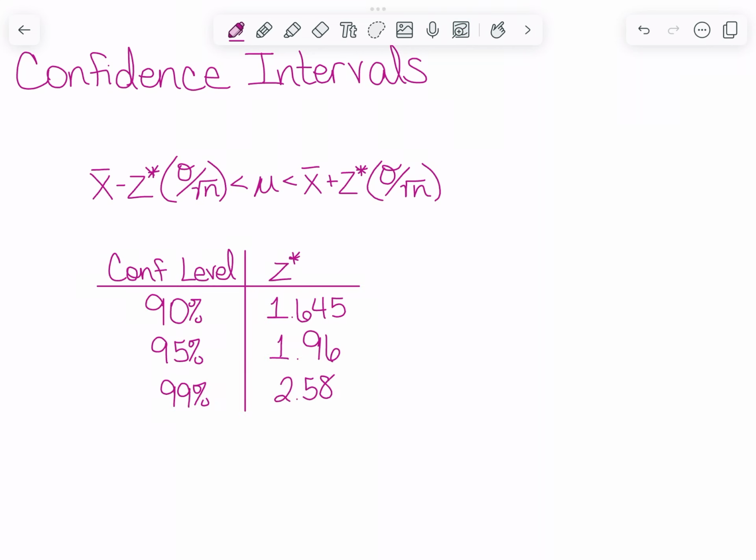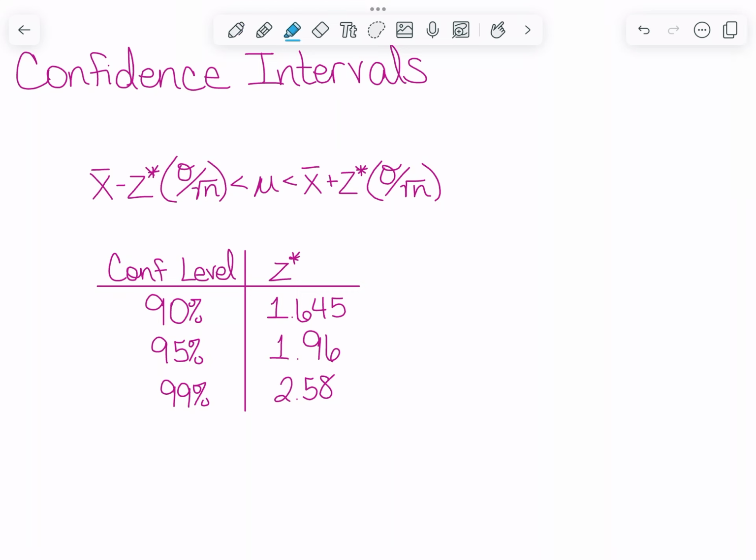This table gives the most common values of z star used. For a confidence level of 90%, z star will be 1.645. For a confidence level of 95%, z star will be 1.96. And for a confidence level of 99%, z star will be 2.58.